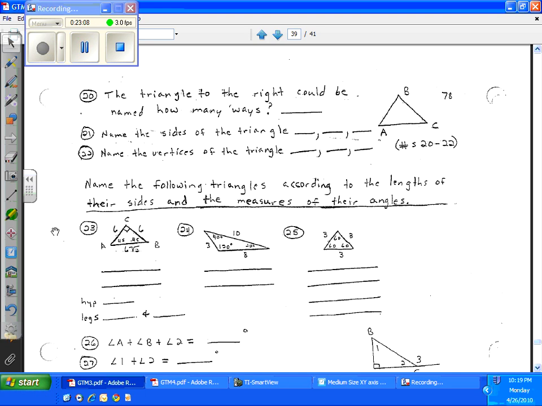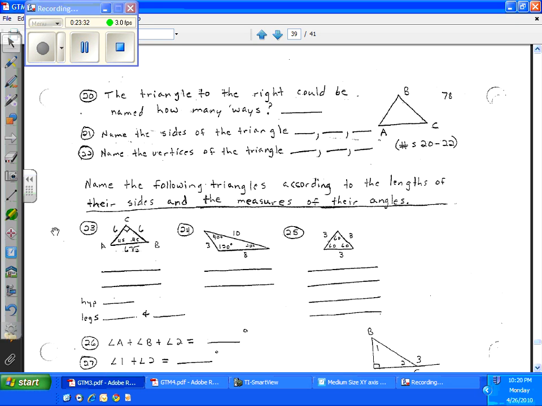Number 20, the triangle to the right could be named how many ways? Well, it has all angles less than 90, so you could call it acute. It has no equal sides. Now I'm making a mistake, aren't I? You know I was doing that.